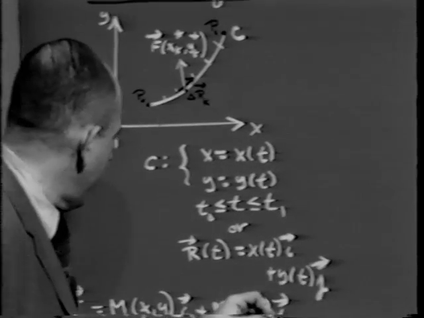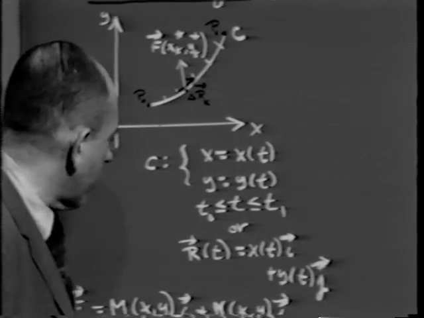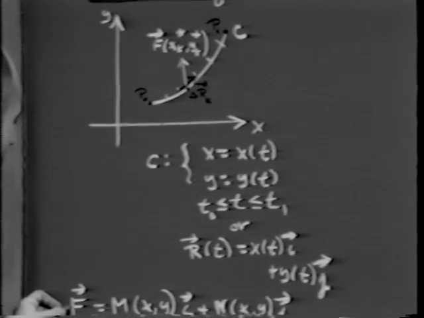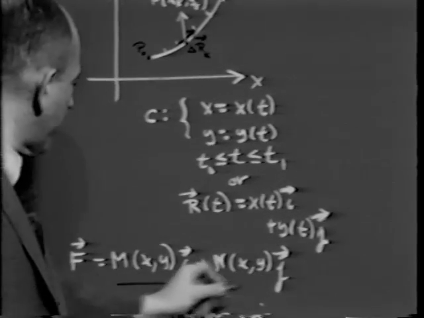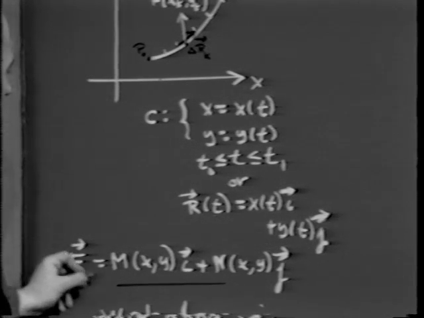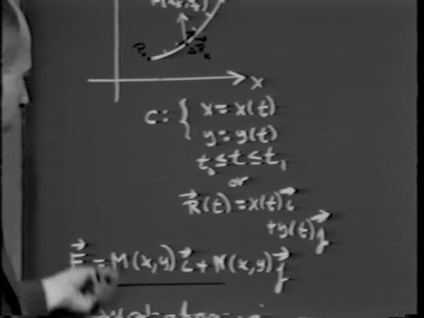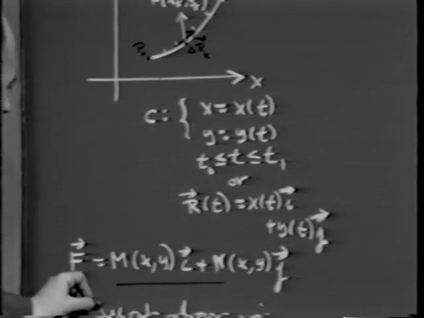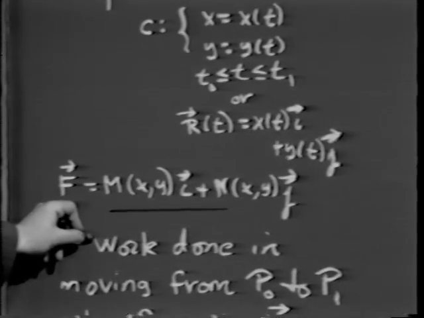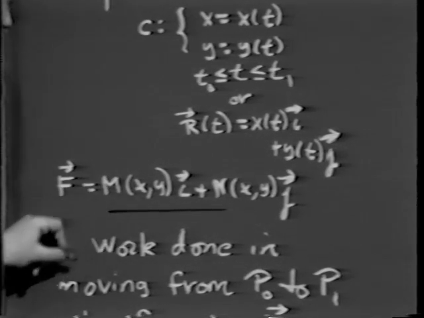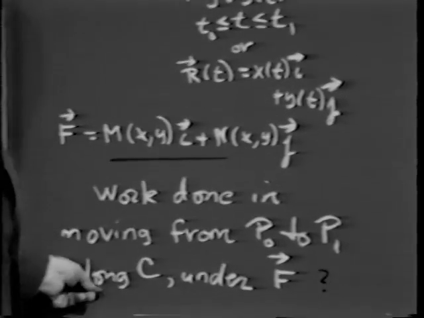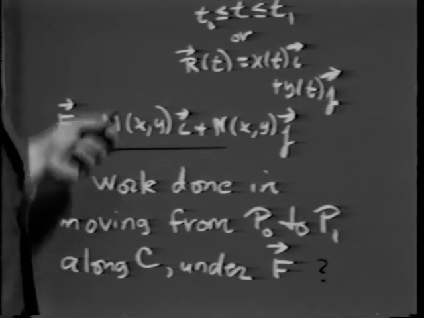plus y of t j. As long as I'm using Cartesian coordinates here, let me assume that my force is also given specifically in terms of Cartesian coordinates. It's m i plus n j, where m and n are specific functions of x and y. And just to review briefly the problem, I want to find the work done in moving from P0 to P1 along C under the influence of F.